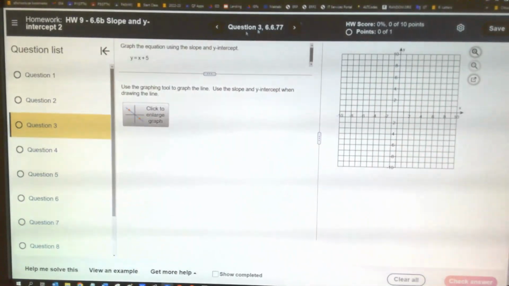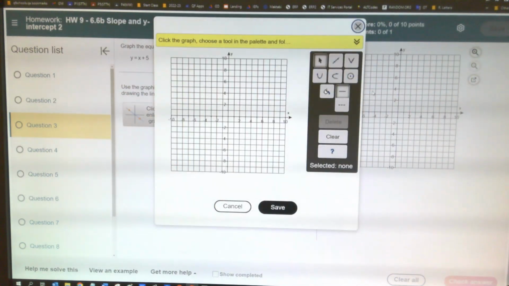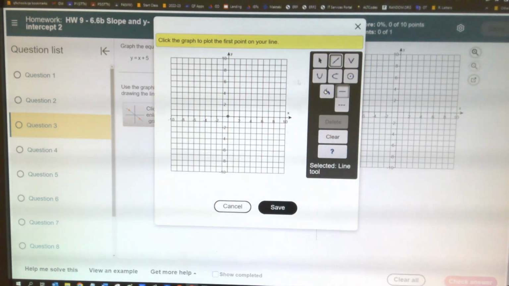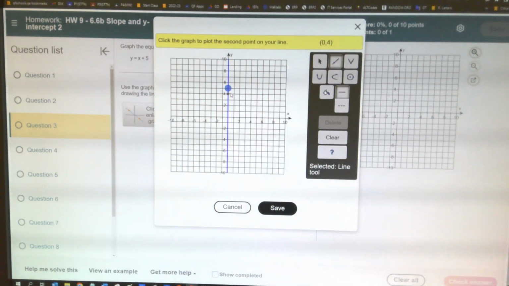Okay, so what I do, I click here, open it up. I want to make a line, so I'm going to click on this one. And I have to put a point on the y-axis. Y is up and down, and I have to put it at 5. So I go to 5 and then I click. Okay, so now I can make the line.